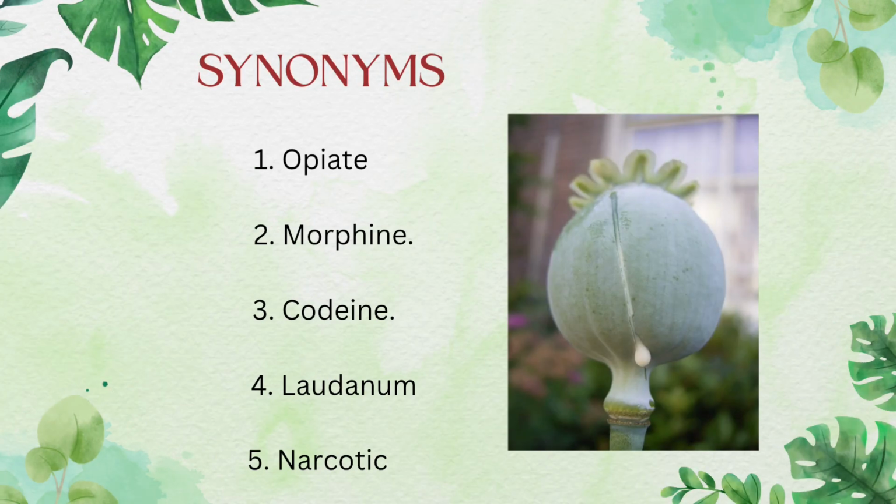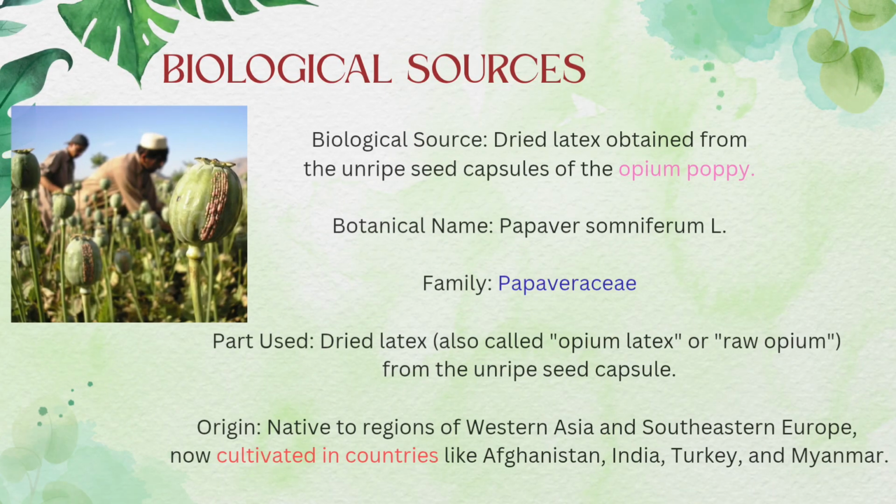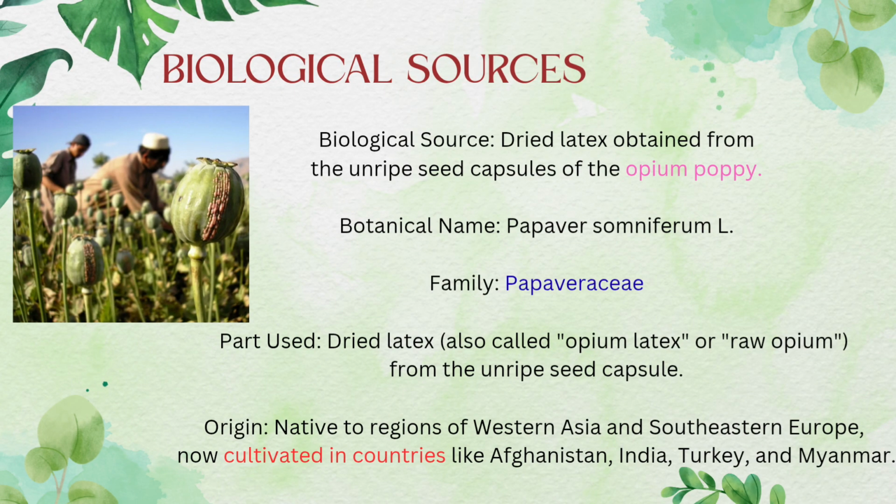Then synonyms. Here are the 5 synonyms: opiate, morphine, codeine, laudanum, and narcotic. Biological source is dried latex obtained from the unripe seed capsule of the opium poppy. Botanical name: Papaver somniferum. Family: Papaveraceae. Part used: dried latex, also called opium latex or raw opium, from the unripe seed capsule.